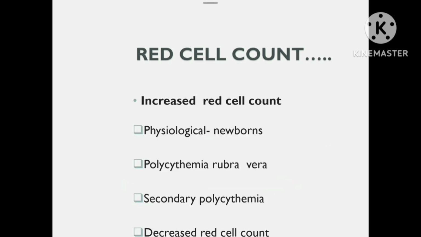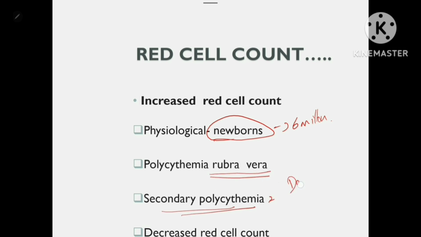So where are the conditions where we see increased RBC count? One is physiological, as I said, it will go up to 6 million, that is in newborns. Other conditions are polycythemia rubra vera and secondary polycythemia. Secondary polycythemia is seen if there is any dehydration or hypoxia, especially in high altitude people, and also when there is increased erythropoietin production, especially in RCC or pheochromocytoma. Those kinds of things you will see in secondary polycythemia.